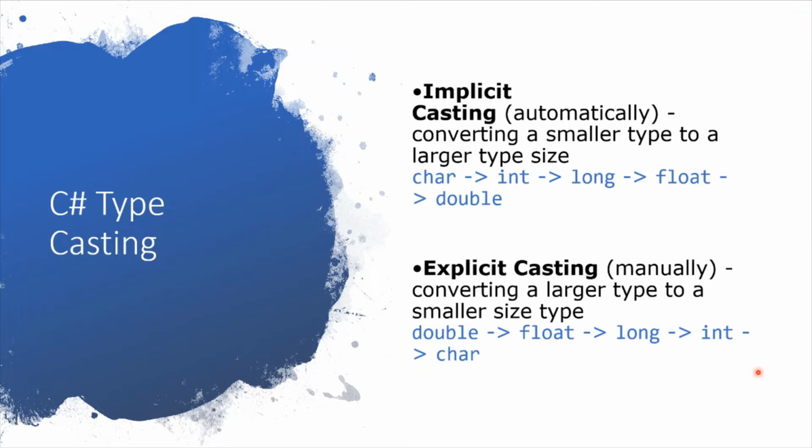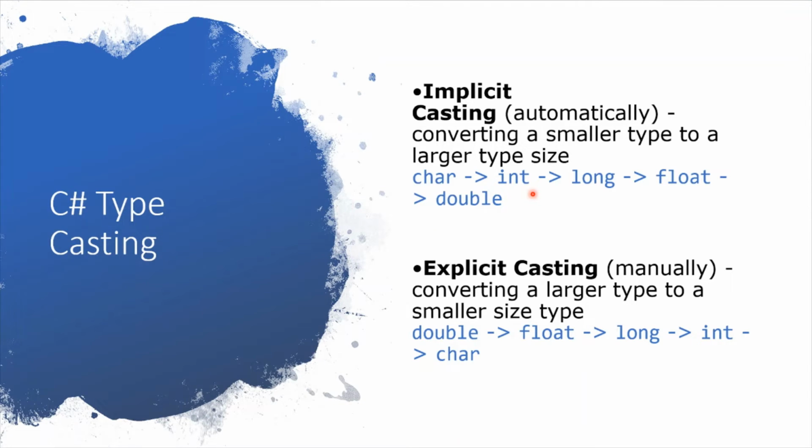Then you have typecasting. Implicit casting is automatically converting a smaller type to a larger type. So let's say you can assign a character to int, you can assign an int to a long, you can assign a long to a float or double. You see, this is implicit casting.